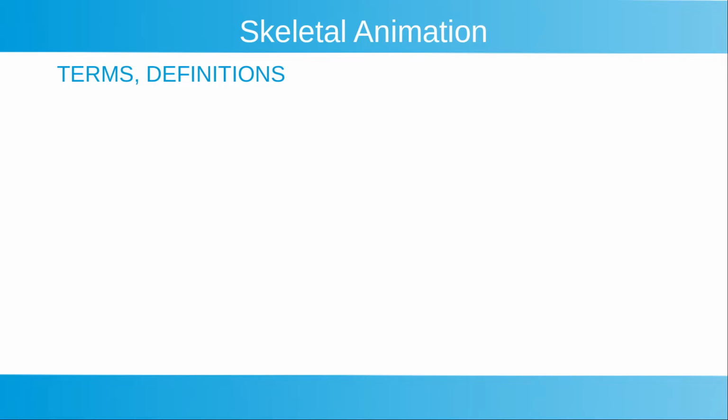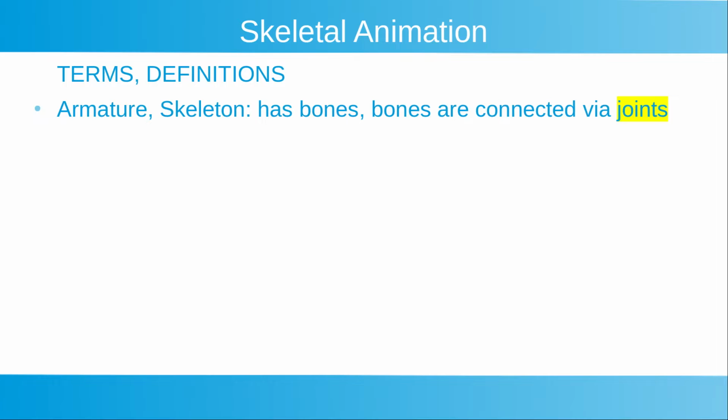I would like to clarify some terms to avoid any confusion. Armature and skeleton mean the same thing. Normally, an armature refers to the windings of an electrical motor. The term is also used by artists for the support structure of a hollow model. We use it in a similar way.